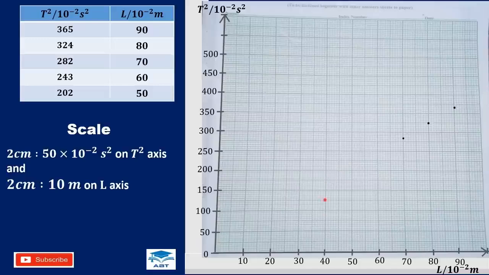The next one is 60 and 243. This is 200. The middle will be 225, 230, 235, 240, 243 will be in the next box. The last one will have 50 and 202. This is 200, and then 2 will enter into the next box. So we draw the line of best fit.